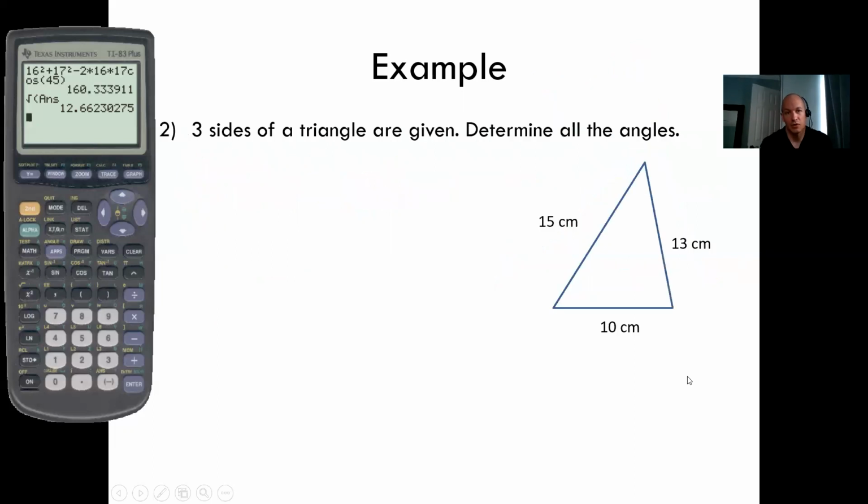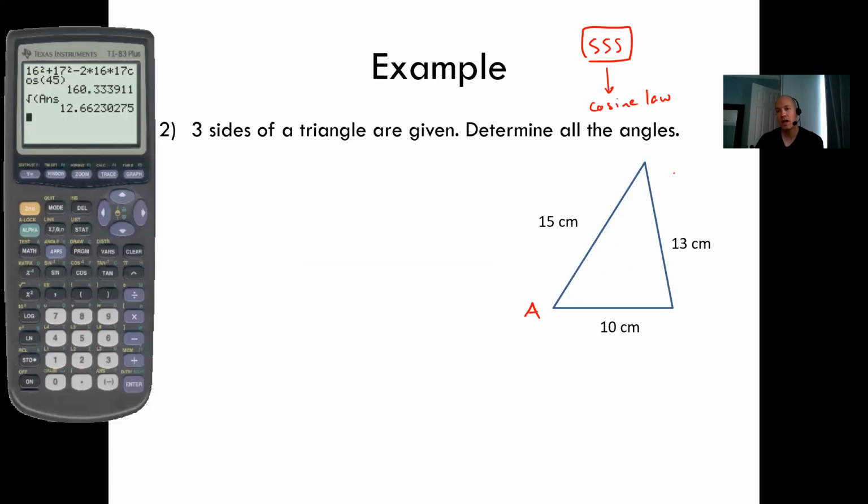Let's do the next example here. Three sides of a triangle are given. Determine all the angles. So in this case, this is an SSS triangle. This is also somewhere where you would use a cosine law. Because sine law, again, we have no angle side pairs. We cannot use sine law for anything here. We have too many unknowns. So cosine law will solve this for us.